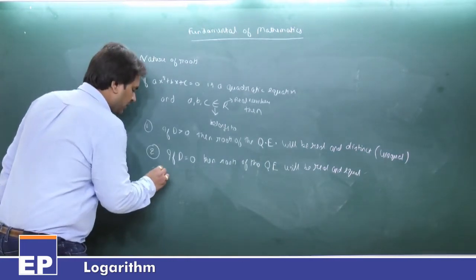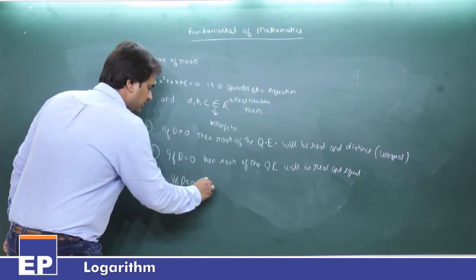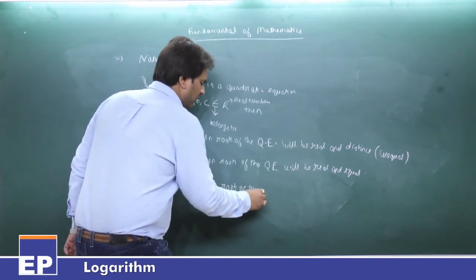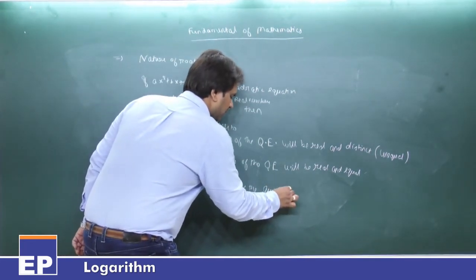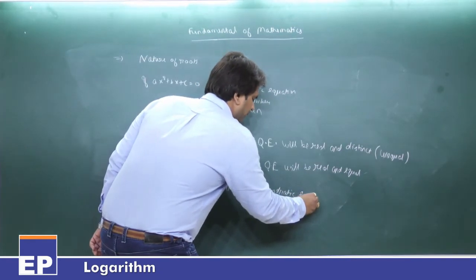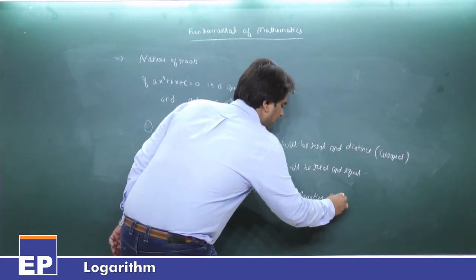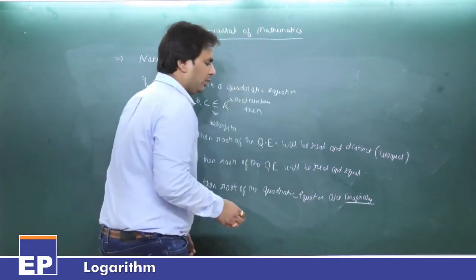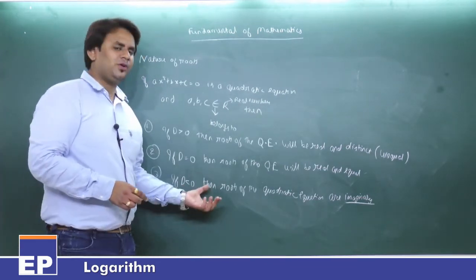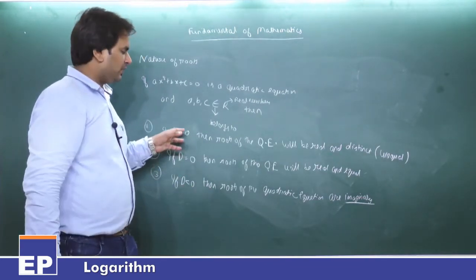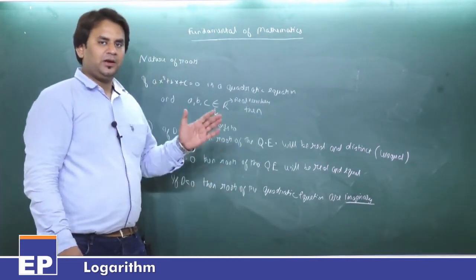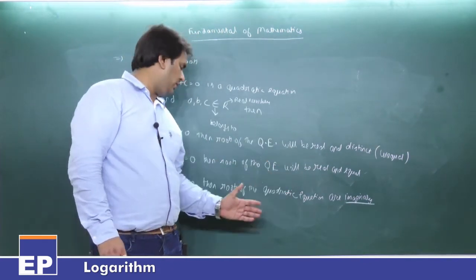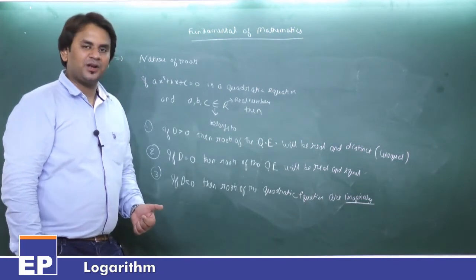Now the third condition: if d is less than 0, then roots of the quadratic equation are imaginary. What is imaginary? I will tell you later on, but up to now you have to remember the condition. If d is greater than 0, roots are real and distinct, distinct meaning unequal. If d is equal to 0, roots are real and equal. If d is less than 0, roots are imaginary.